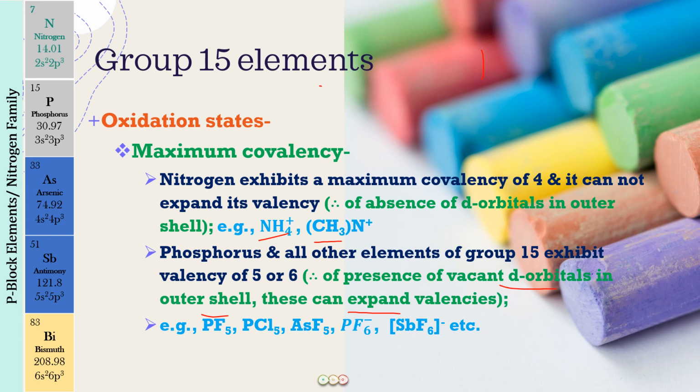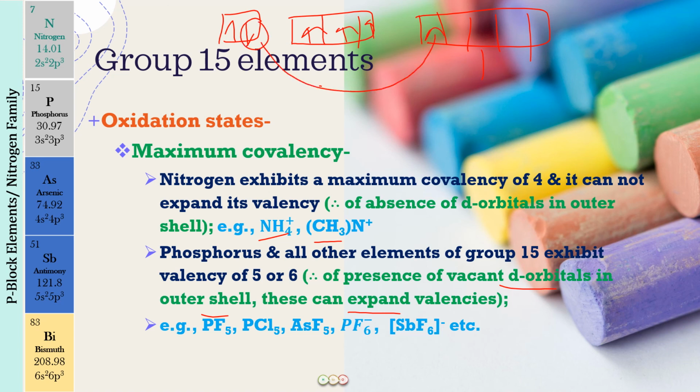So we have phosphorus: 1, 2, 3, and then we will be having 1, 2, 3, 4, 5 d orbitals. So this is going to be this 3, and this one goes over here. Okay, and when we are going to be having 5 half-filled orbitals, they can combine with the half-filled orbitals of each fluorine atom, and they are going to be forming bonds. So we will be seeing PF5.